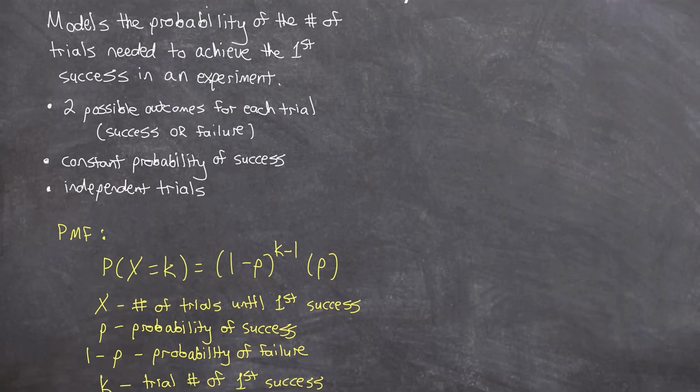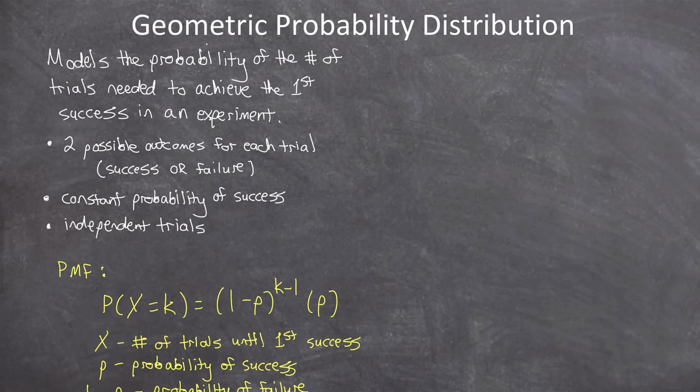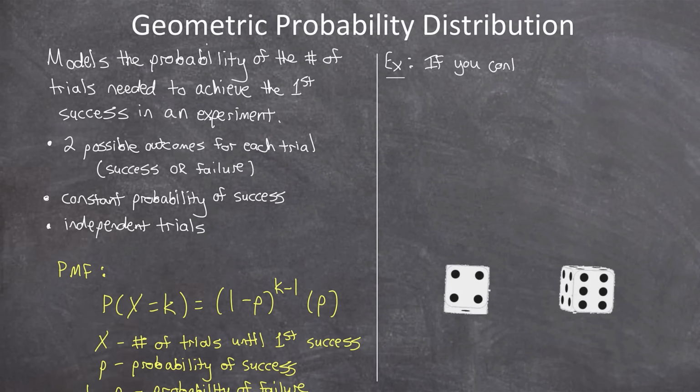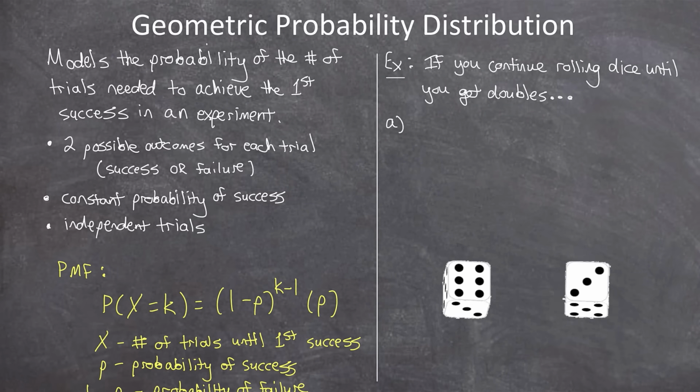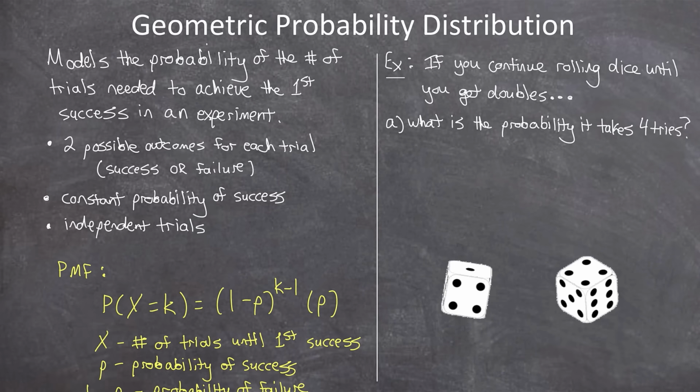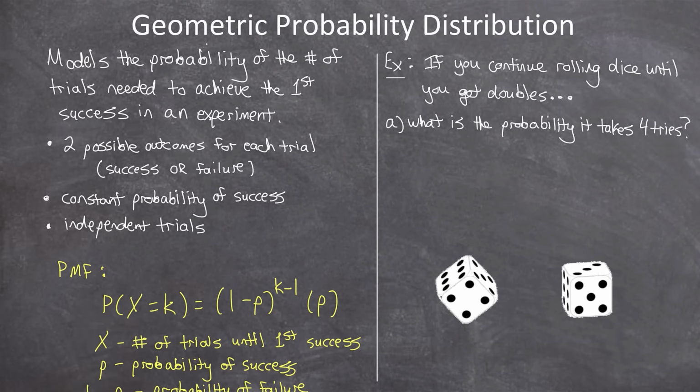Let's now do an example of a geometric probability distribution question. If you continue rolling a pair of dice until you get doubles, part A says what is the probability that it takes 4 tries? This is a geometric probability question because you keep rolling the dice until you get doubles. So it just keeps going until you get your first success. And the probability of getting doubles is constant on each trial.